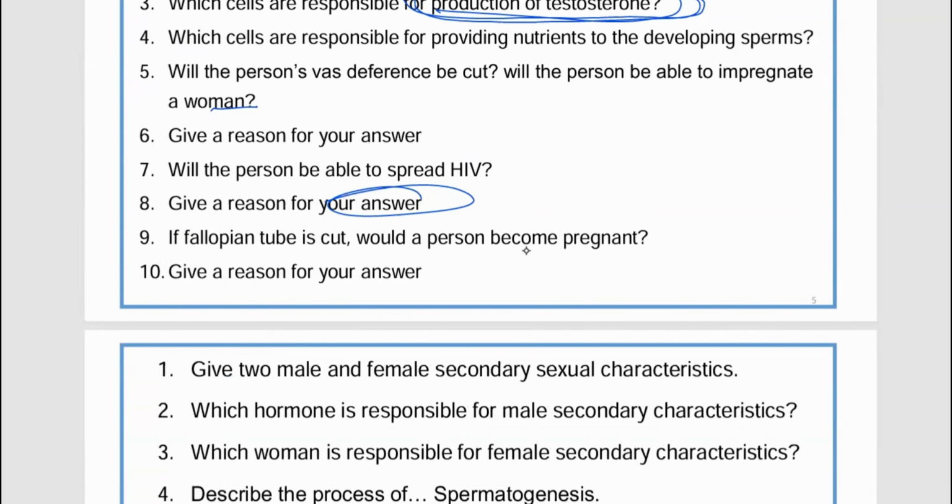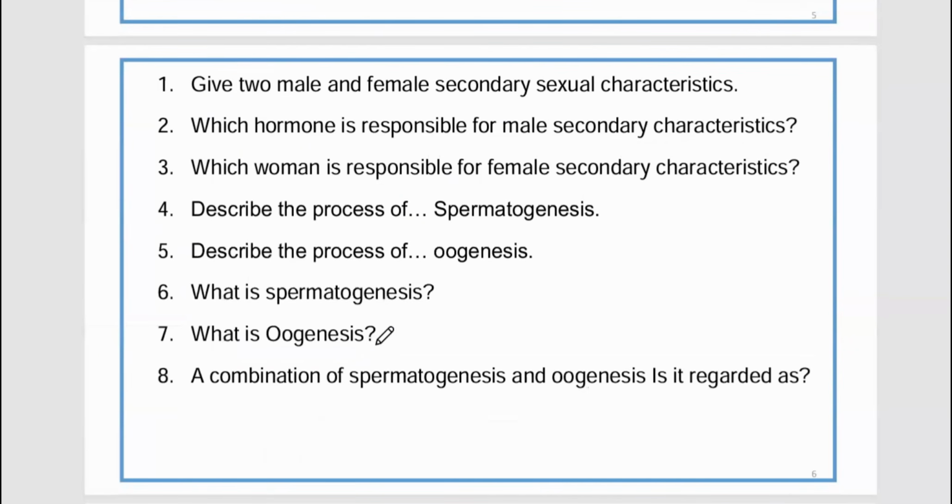If the fallopian tube is cut, will the person become pregnant? If only one fallopian tube is cut, the person can become pregnant, but the fertility is going to become low. But if both of them are cut, then the person cannot become pregnant. Give a reason for your answer, so it depends. If the two of them are cut, fertilization cannot take place because the sperm cannot meet the ovum. If only one is cut, the other one can produce the ovum.